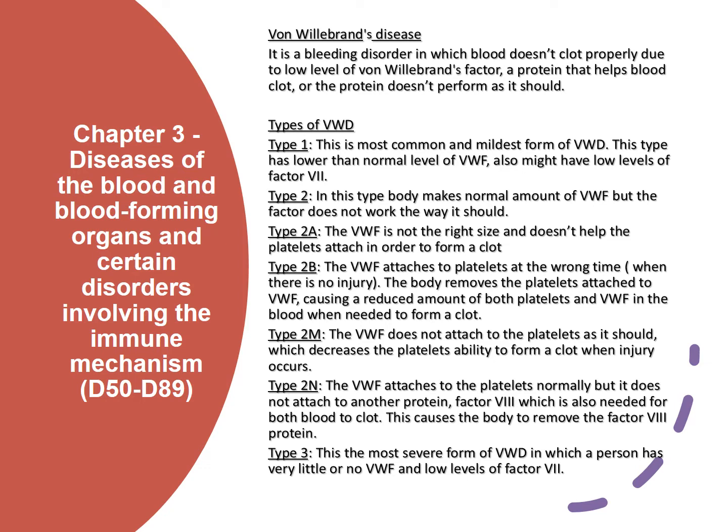The next one is von Willebrand's disease. What is the von Willebrand's disease? How it occurs? It is a bleeding disorder in which blood doesn't clot properly due to low level of von Willebrand's factor or the protein doesn't perform as it should. What is a von Willebrand's factor? Von Willebrand's factor is a protein that helps for the blood clotting. So whenever this von Willebrand's factor is at low level or it doesn't perform as it should, in such conditions the patients will get von Willebrand's disease.